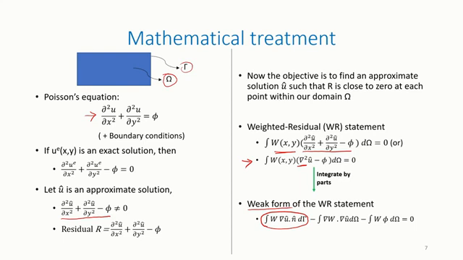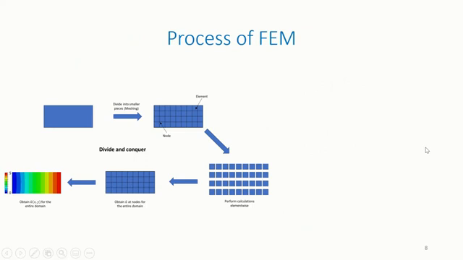You may have two questions at this point. Number one, how does FEM convert the boundary value problem into linear system of equations? And number two, how all these equations fit into our process of FEM. These will be answered in the next slide. Just to remind you, we started with a boundary value problem and we ended with a weak form statement. Let's move forward.